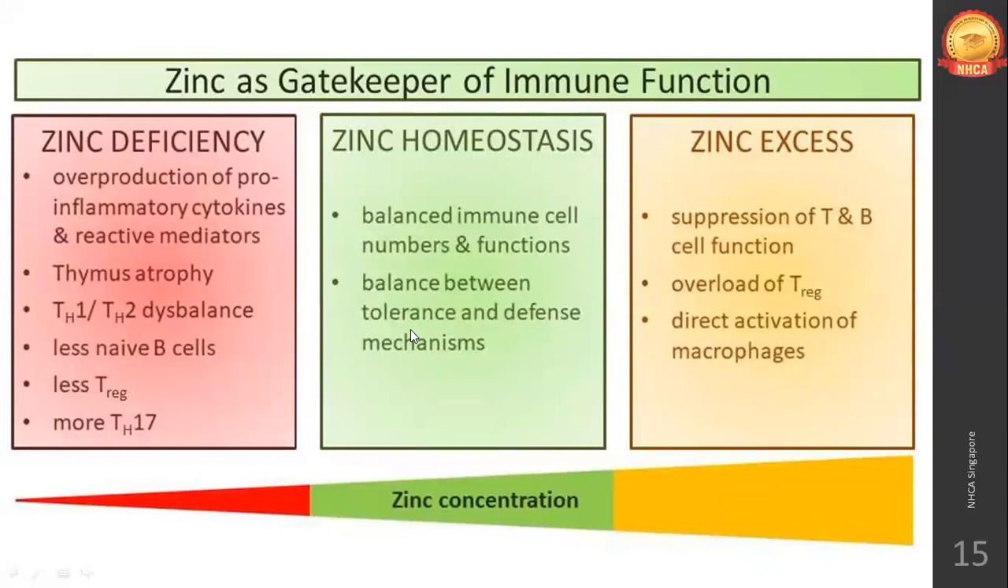Then excessive zinc, too much zinc, will suppress your T lymphocyte and B lymphocyte function. Overload of T lymphocytes which are not matured. Direct activation of macrophages. So it will suppress your immunity to a certain degree. Your immunity will not be hyperactive or hypervigilant, but it will undergo suppression. So this is how zinc becomes a gatekeeper for your immunity.